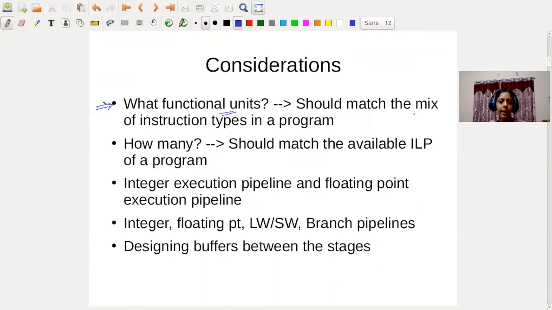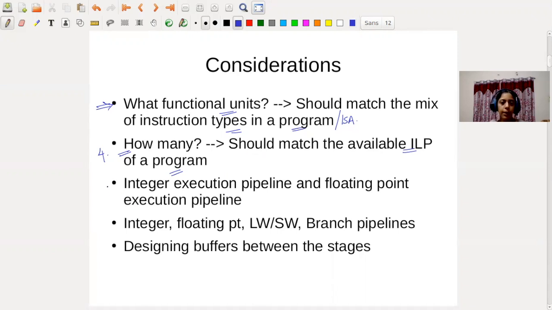So how do you identify what are the different functional units you need? This should basically match the different types of instructions that you have in the program, or in the ISA actually. Then how many of them do you need? In the previous example, we saw we had 4 functional units. How many of them do we actually want in our architecture? That depends on how many parallel execution units you need, and how much parallelism there is in your program.